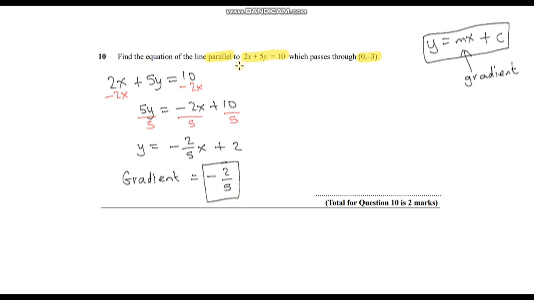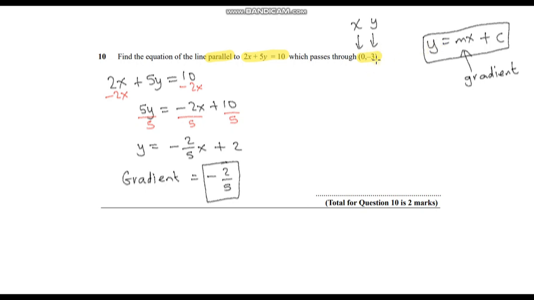So the equation of a line parallel to this line has to have the same gradient, and it has to pass through this point. So we use the fact we've got the coordinates for our point. When x equals 0, y equals -3. So we can substitute these two values into our general equation, and we can also substitute the gradient, and that way we can work out what the y-intercept is.